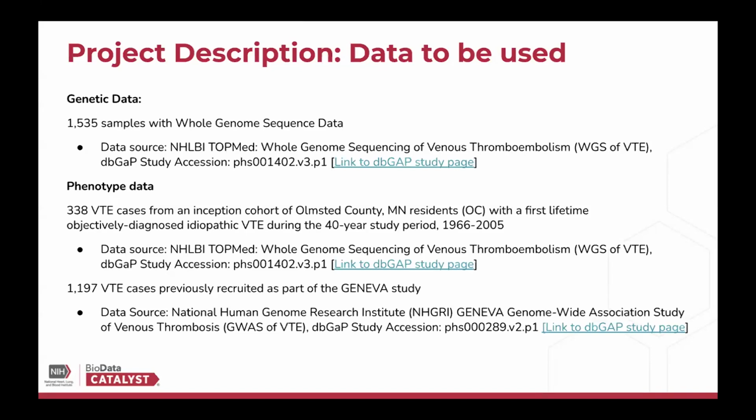Now, it's important to note in the phenotype data that we had from VTE, the NHLBI TOPMed, we had phenotypic data for the 338 participants, but we also had 1,197 participants from the Geneva study who did not have phenotype data. This is why we had to go looking for the Geneva study so we could find the phenotype data to merge with the dataset, which we'll talk about later.